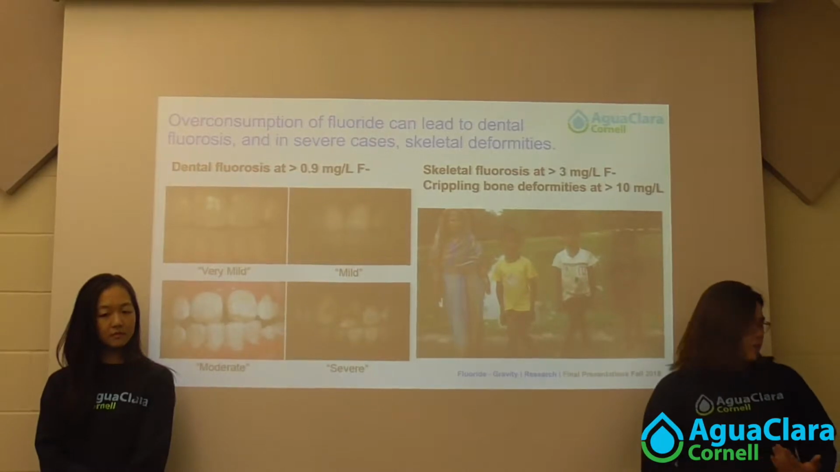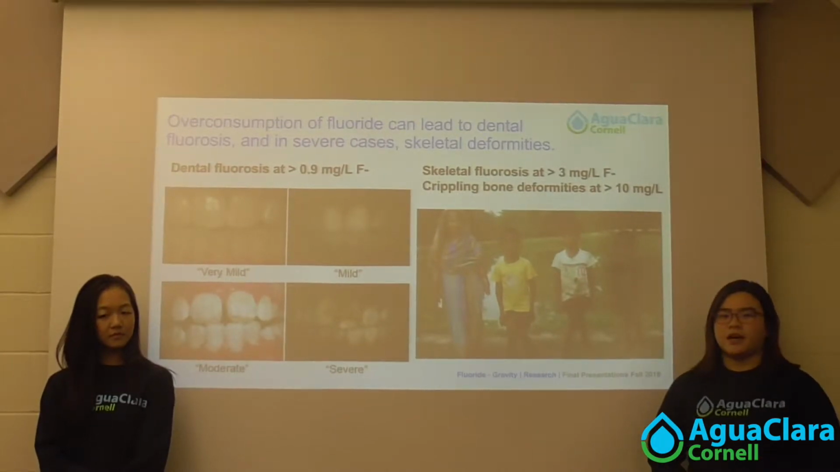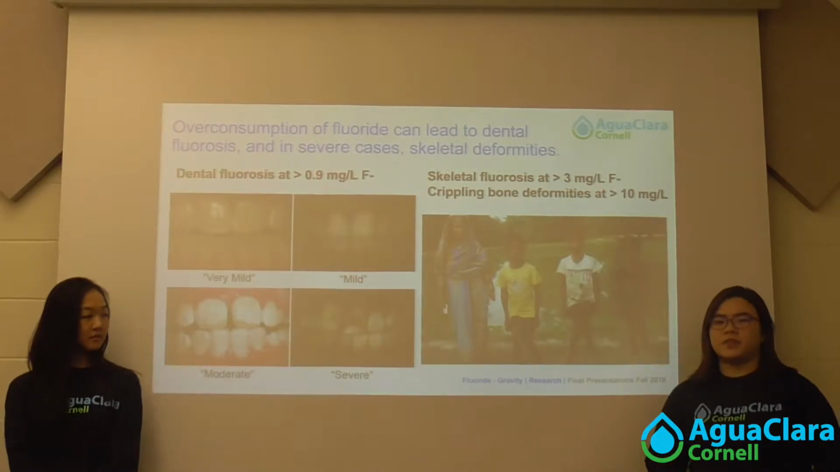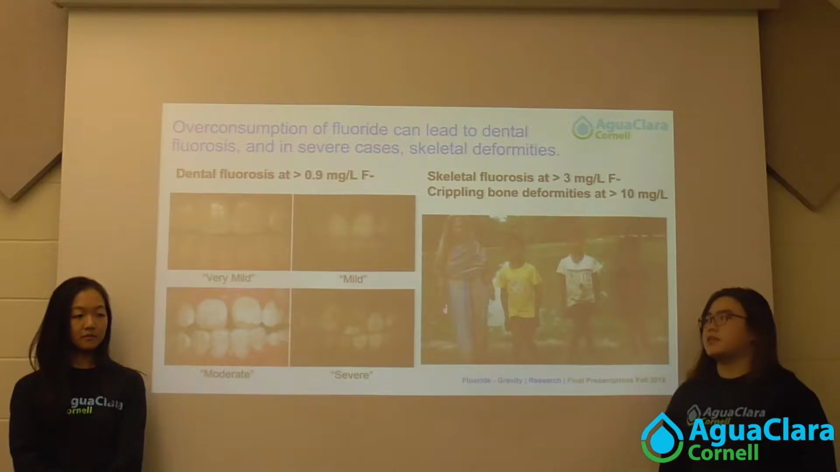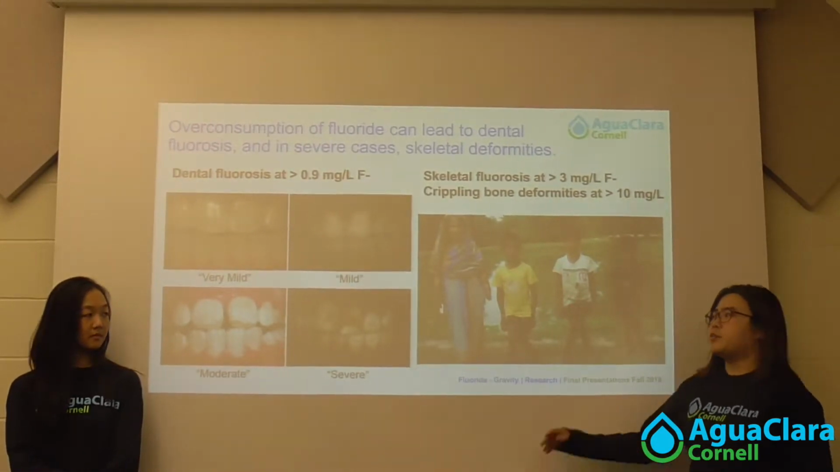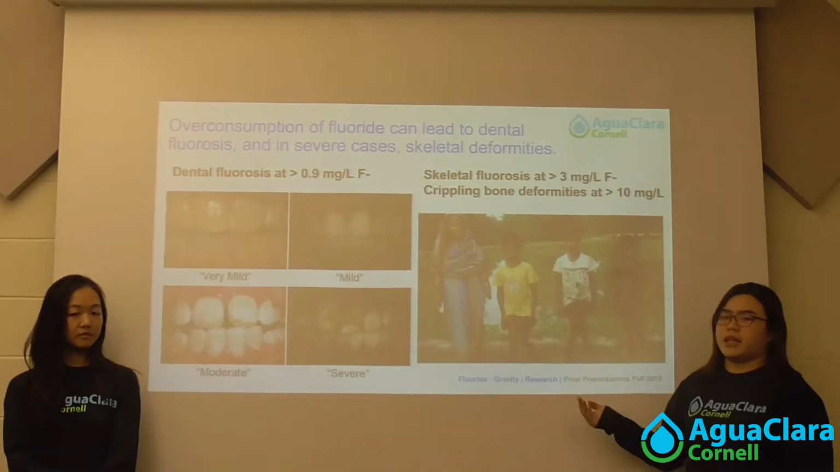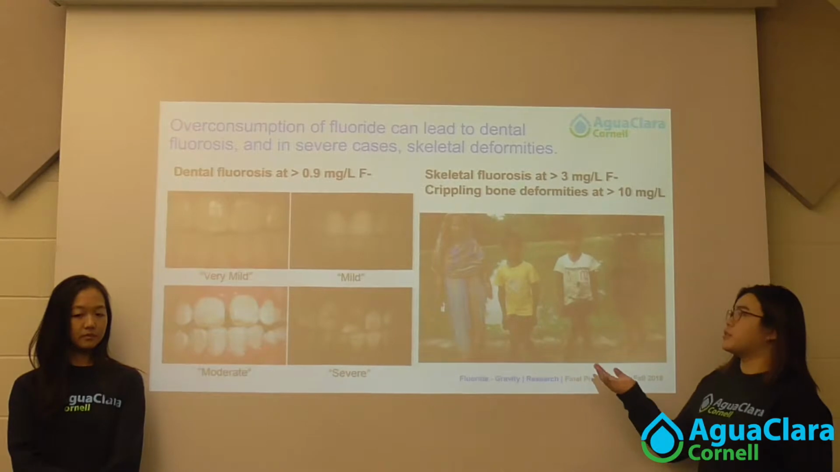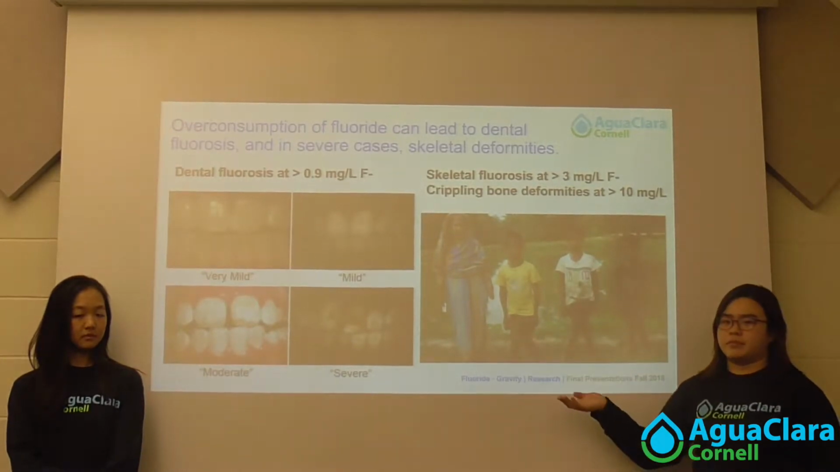And the problem with high fluoride contents in water is that overconsumption of fluoride can lead to a lot of health problems. For example, more common cases are dental fluorosis, as shown in the picture on the left, and more severe cases can be skeletal fluorosis, or even more severe crippling bone deformities, as you can see in this picture.